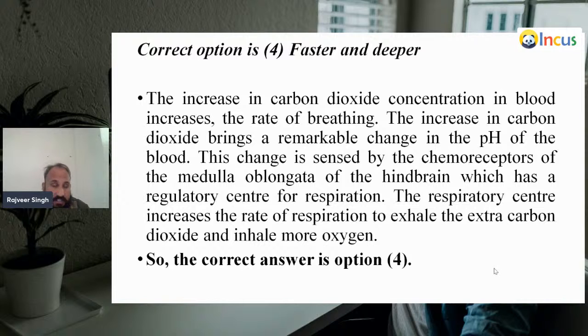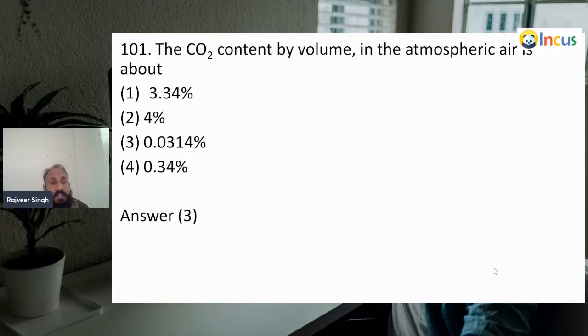because you can see here in the description part, the increase in carbon dioxide concentration in blood increases the rate of breathing. The increase in carbon dioxide brings remarkable changes in the pH of the blood. This change is sensed by the chemoreceptors of the medulla oblongata of the hindbrain, which has the regulatory center for respiration. The respiratory center increases the rate of respiration to exhale the extra carbon dioxide and inhale more oxygen. So the answer will be fourth. Is it clear? Now, the next question.